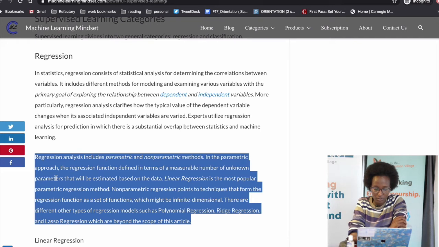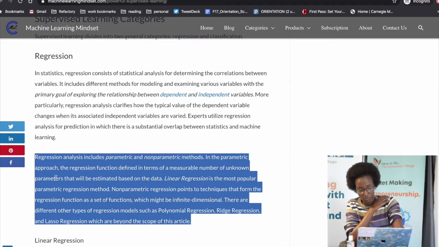In the parametric approach, the regression function is defined in terms of a measurable number of unknown parameters that will be estimated based on the data. Linear regression is the most popular parametric regression method. Non-parametric regression points to techniques that form the regression functions as a set of functions which may be infinite dimensional. There are also different other types of regression models like polynomial regression, ridge regression, lasso regression, which is beyond the scope of this article.